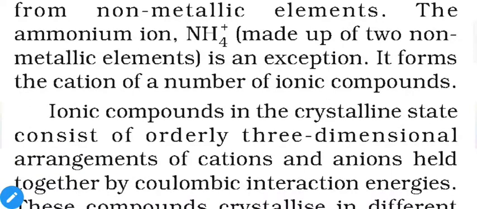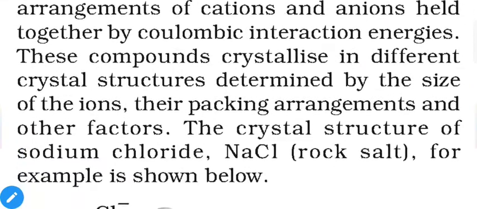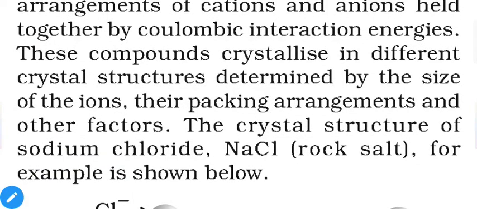It forms the cation of a number of ionic compounds. Ionic compounds in the crystalline state consist of an orderly three-dimensional arrangement of cations and anions held together by Coulombic interaction energy. Three-dimensional arrangement means lattice formation, as we saw in previous images. It represents the three-dimensional arrangement of constituent particles in the crystal. The compound crystallizes in different crystal structures determined by the size of the ions, their packing arrangements and other factors. All of these points will be discussed in detail in the 12th standard solid state unit.